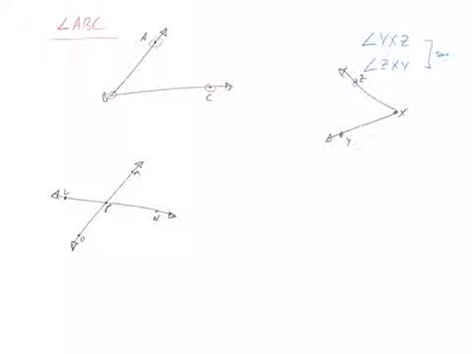Now, sometimes, as mathematicians, we like to write less. We'd rather write less than more. So we could sometimes name these just by naming the vertex. We could say angle B or angle X. And that would still be talking about that same angle as YXZ or ABC. Okay. However, if we have more than one angle at a point, then we can't do that.